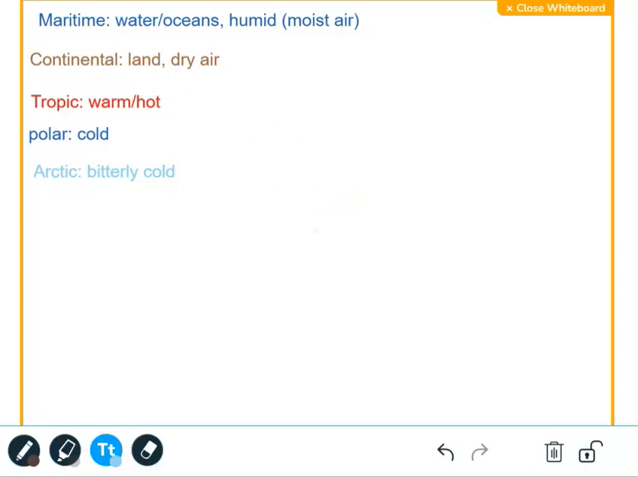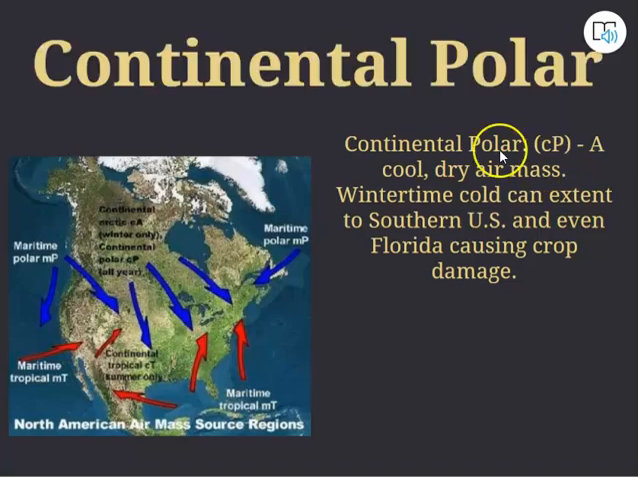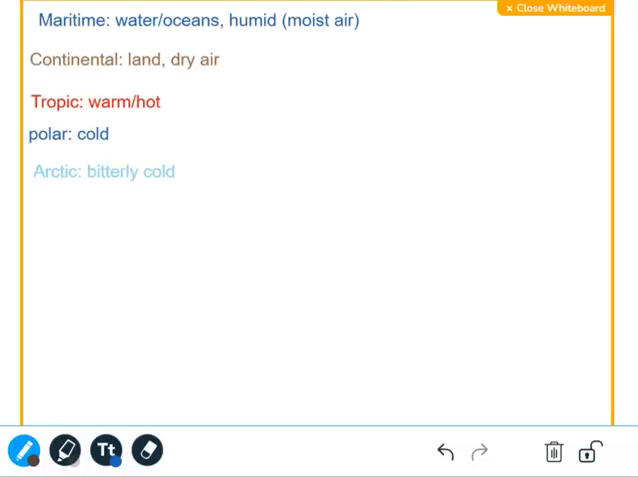So, again, I know that we're not all there yet. We're going to get there. If I see the word maritime, it means that the air is going to be more humid. If I see the word continental, the air is going to be dry because it formed over land. And then the other descriptor Lego that I'm going to click together with that is either tropic, polar, or Arctic. For example, continental polar. Look at your Lego pieces. What does continental mean?